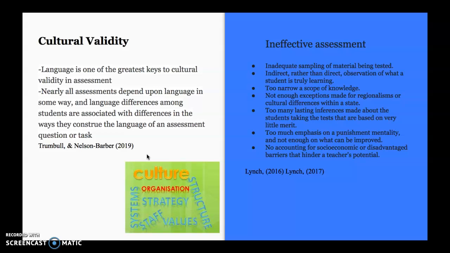Some examples of ineffective assessment include inadequate sampling of material being tested, indirect rather than direct observation of what a student is truly learning, too narrow a scope of knowledge, not enough exceptions made for regionalism or cultural differences within a state, too many lasting inferences about the students taking the test that are based on very little merit, too much emphasis on a punishment mentality, not enough on what we can improve, and no accounting for socioeconomic or disadvantaged barriers that hinder a teacher's potential. Some examples of ineffective assessment.